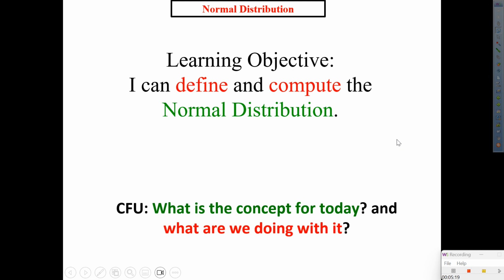All right, get a Cornell note ready. I can define and compute the normal distribution. Normal distribution. All right, so normal distribution, I'm not going to give you a Frayer model for that since we've already been looking at it all year.